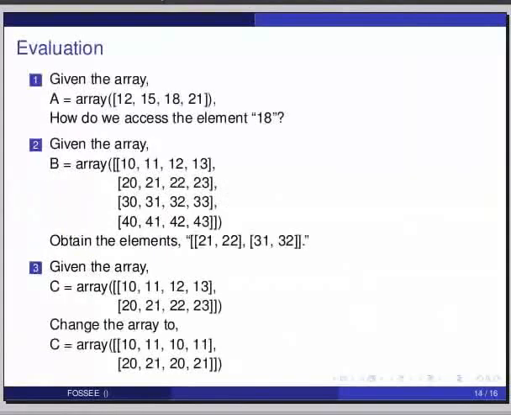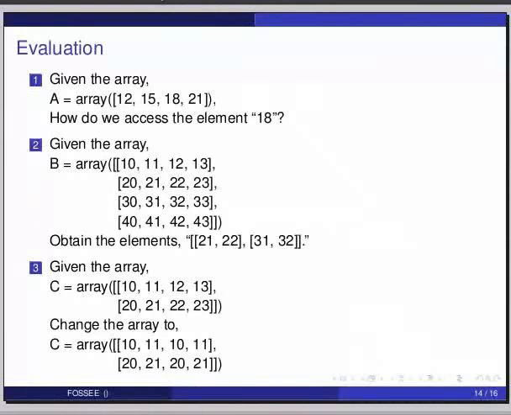First one is, given the array A is equal to array 12, 15, 18, 21, how do we access the element 18? The second one, given the array B is equal to array 10 to 13, 20 to 23, 30 to 33, 40 to 43, obtain the element 21, 22, comma 31, 32. The third one, given the array B is equal to array 10 to 13, comma 21 to 23, change the array to B is equal to array 10, 11, 10, 11, comma 20, 21, 20, 21.